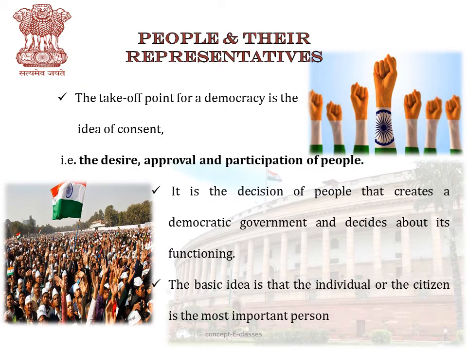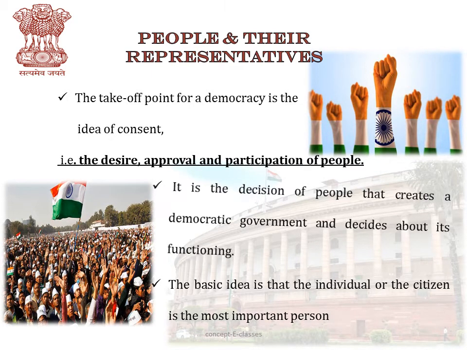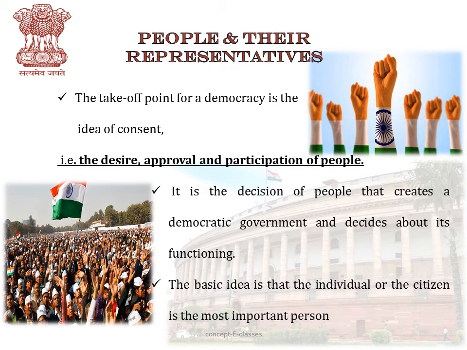Now let's see the next topic, which is people and their representatives. So the takeoff point for democracy, or the base of a democracy, is the idea of consent, that is the desire, the approval and the participation of people. So as we said, it is a decision of the people that creates a democratic government and decides about its function. So basically, every individual or citizen is the most important person in a country.